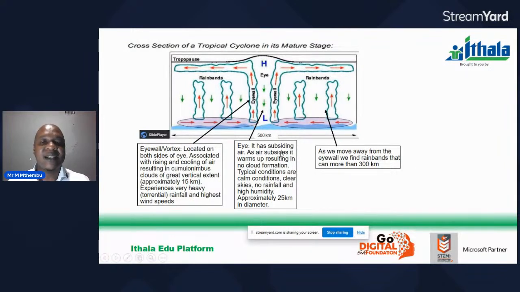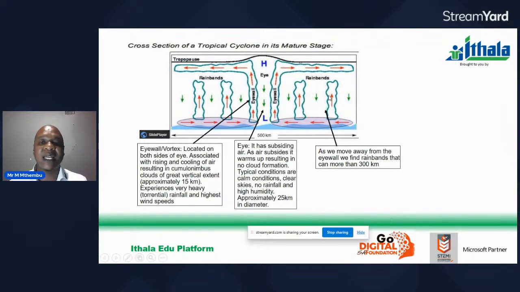The eye has subsiding air. As air subsides, it warms up, resulting in no cloud formation. Typical conditions are calm conditions, clear skies, no rainfall, and high humidity. Remember, the eye can cover approximately 25 kilometers in diameter. So you could think the storm has passed, but it hasn't yet; you're still sitting within the eye. The storm is still continuing to move.